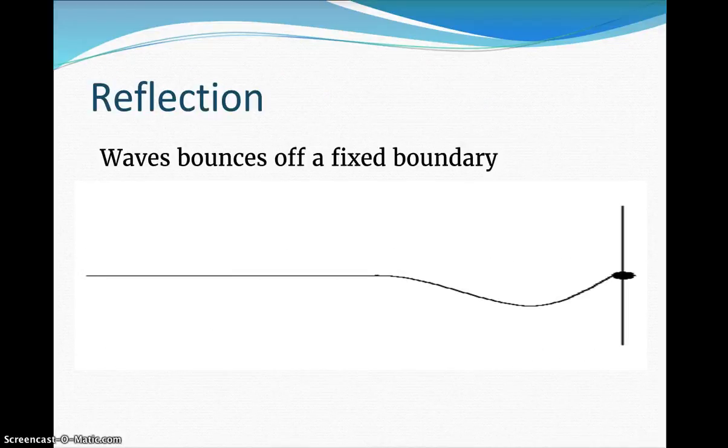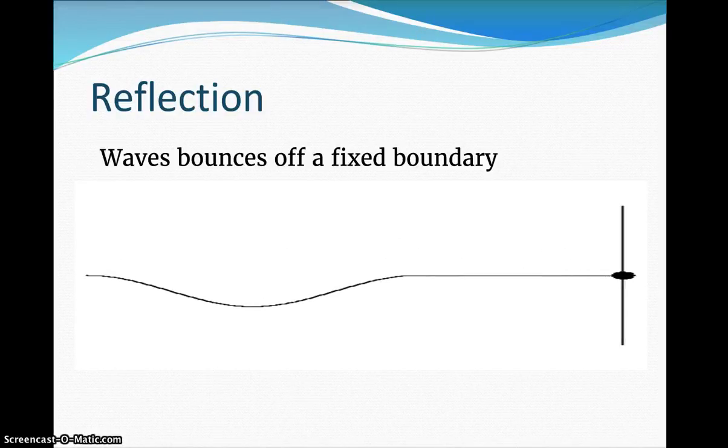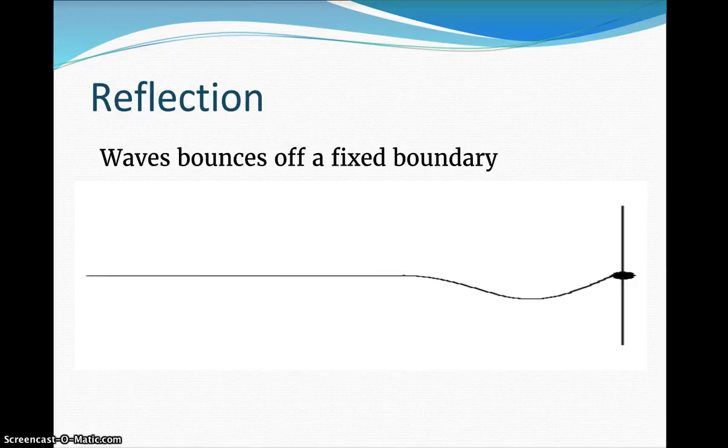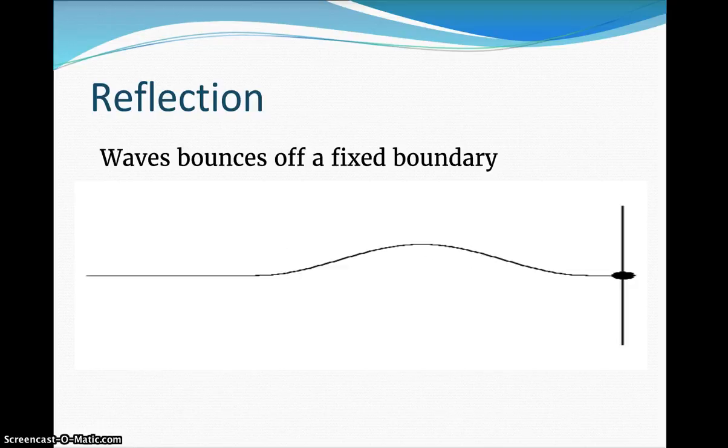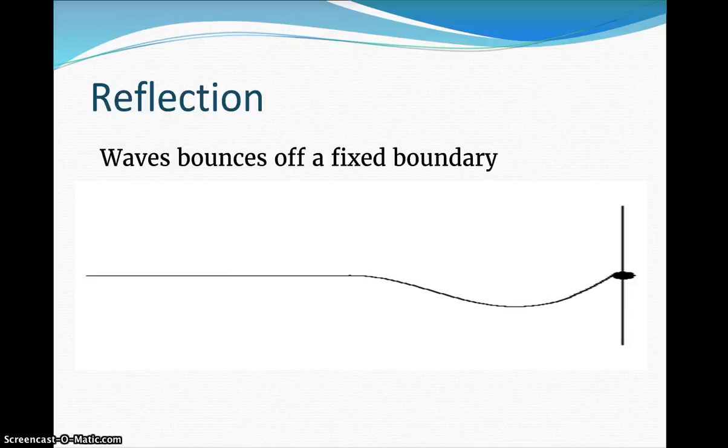Reflection occurs when waves bounce off some type of boundary. So we have two types of boundaries that we'll see. A fixed boundary, as you see in this animation, is not able to move. So as the wave hits the fixed boundary, you see in this example that it changes direction. So where we have a positive amplitude approach the boundary, it flips to the other side and continues on its way.